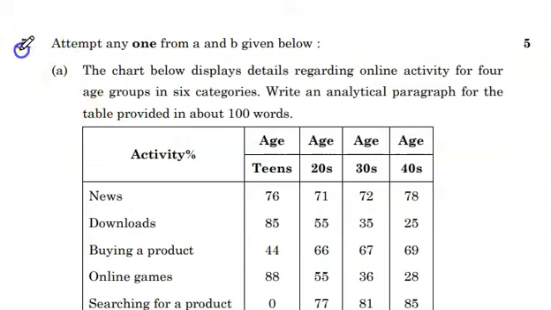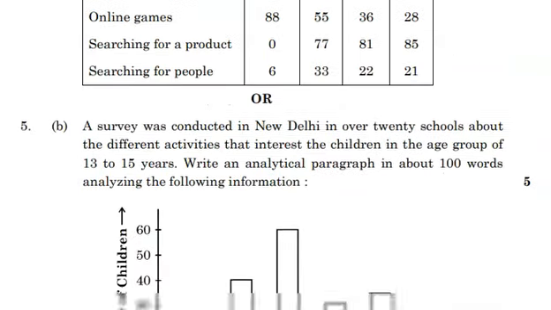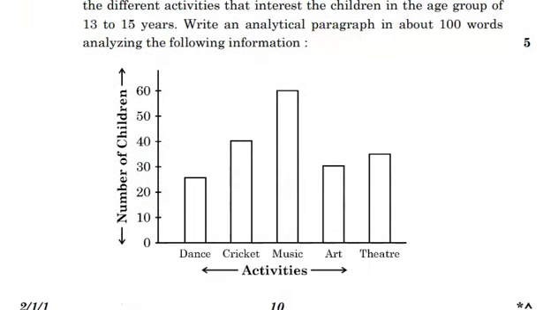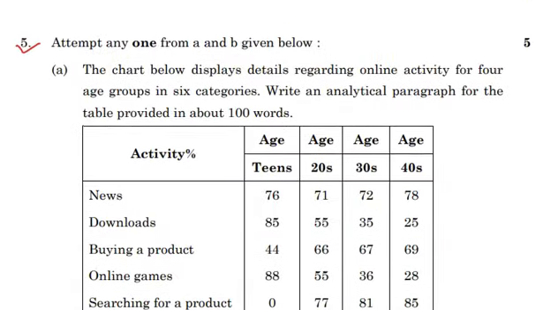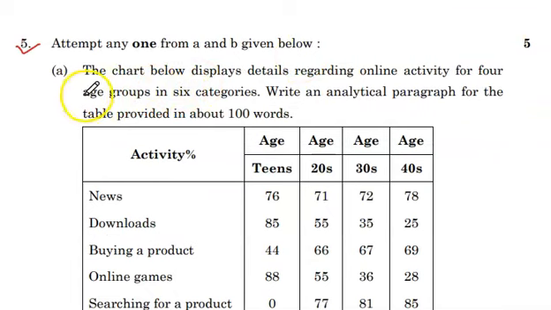Now look at question number 5 and let us read both the given options first, 5A and 5B, and understand which one is easier for you to do. Let's read A and B both first. The chart below displays details regarding online activity for 4 age groups in 6 categories. Write an analytical paragraph for the table provided in about 100 words.